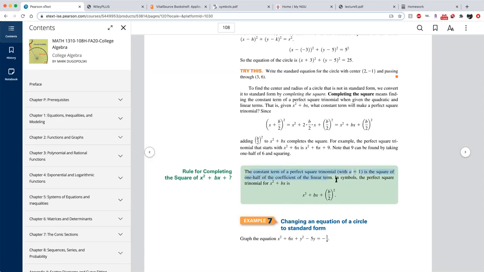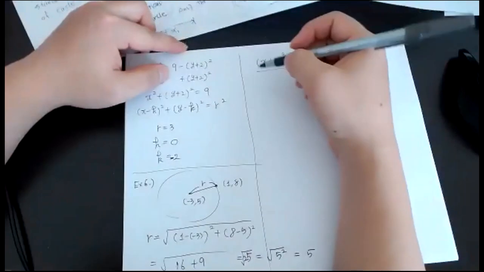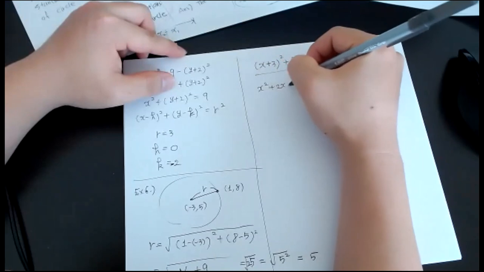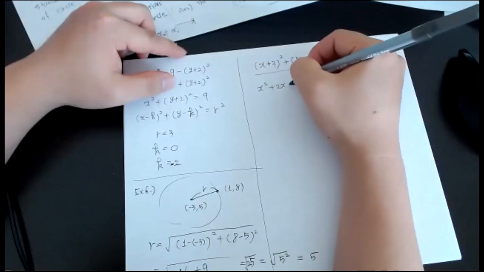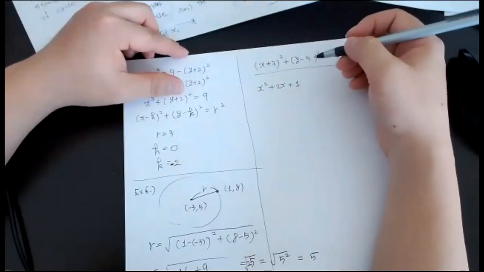Okay, so what's completing the square? Completing the square means finding the constant term of a perfect square trinomial. I know it's really complicated, right? So I'll explain this one on my sketch paper. So think about this: x squared plus 2x plus 1.